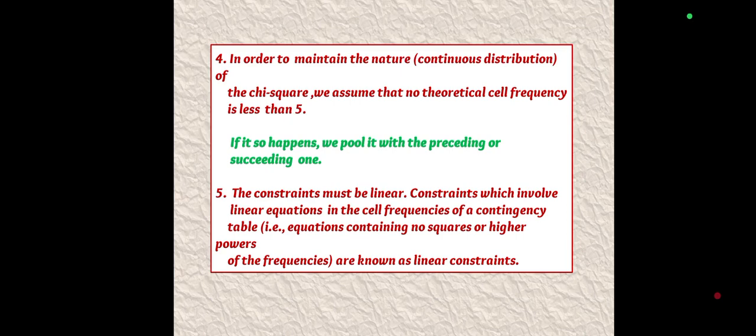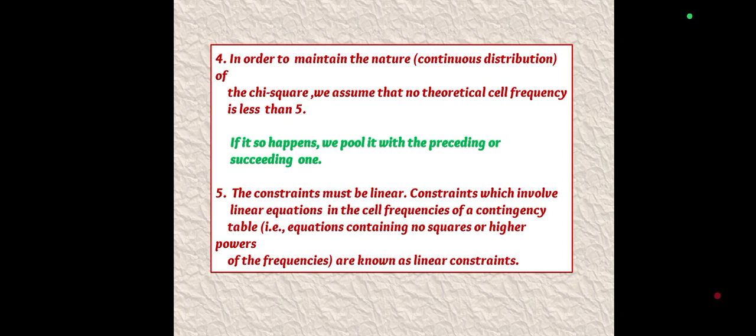In this topic, we have a problem with values less than 5, so we are using this assumption to solve that problem. If it so happens, we pool it with the preceding or succeeding value. Suppose the value is less than 5, we add it to the preceding or succeeding one.